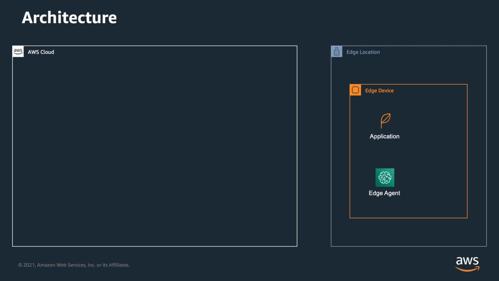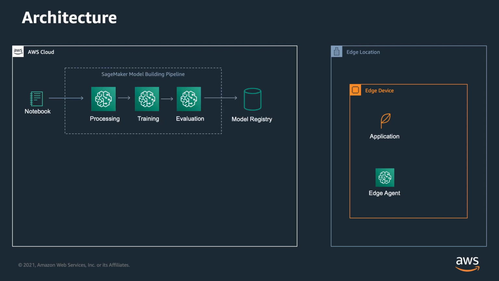So now when a data scientist would be developing a new model for the edge device, he would, for example, work on a notebook. And in our case, we use SageMaker Pipelines to automate the process of building those models by chaining together processing, training, and evaluation. A newly produced version of this model will then be registered in the SageMaker Model Registry. And from there, we are able to automatically deploy those models to the edge device.